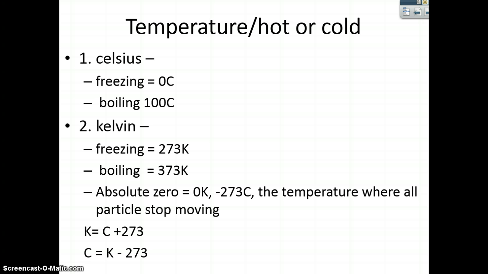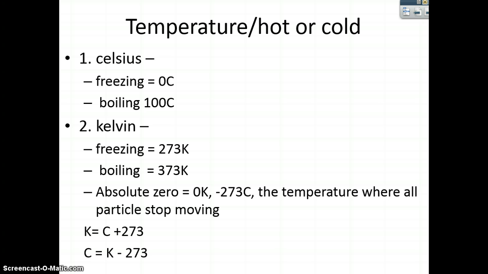In Kelvin there is something known as absolute zero, and that is 0 Kelvin or 0 K. In Celsius, that would be negative 273 degrees Celsius. It's the temperature where all particles stop moving. So on the Kelvin scale, the 0 is absolute zero. You go up 273 degrees and you're at the freezing point of water, and the boiling point is 373.